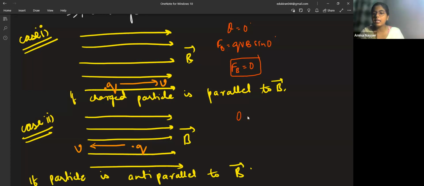See, if they are anti-parallel, theta is 180 degrees. So the force will become QVB sine 180 degrees. Again, the same thing: FB will become 0. 2 cases clear?